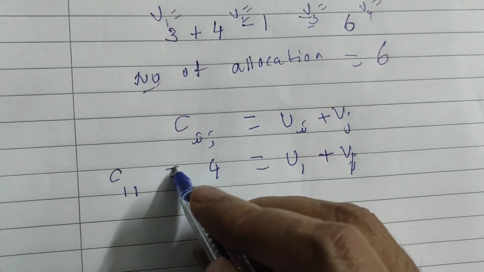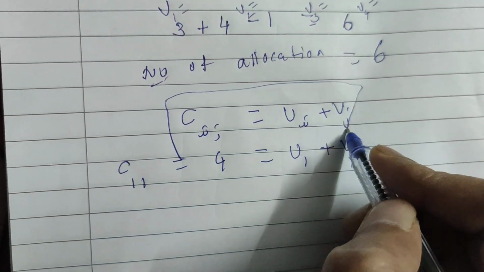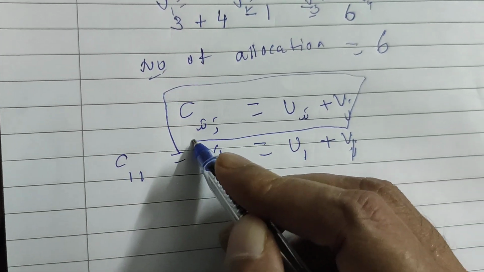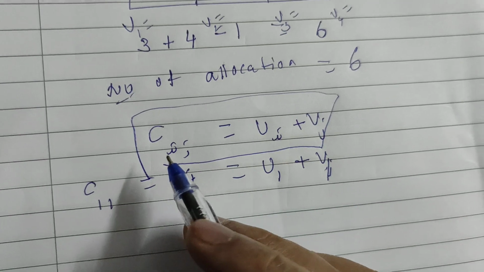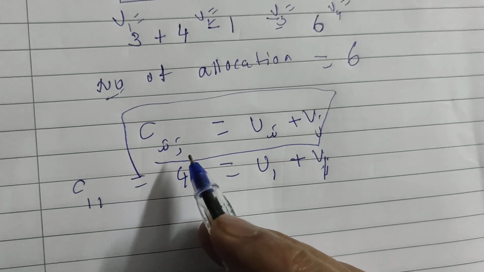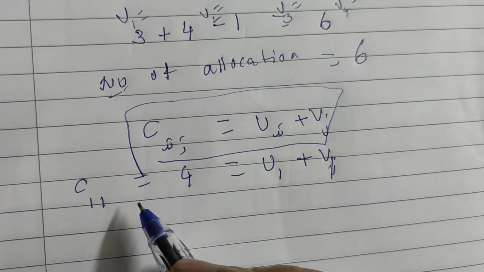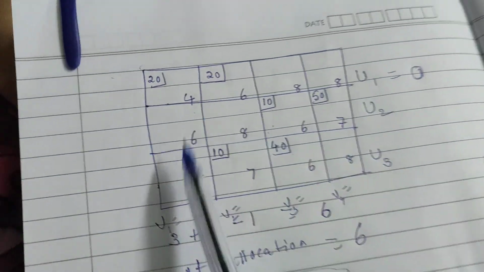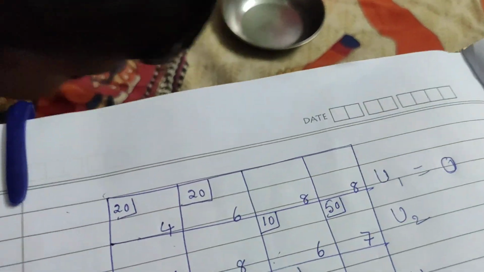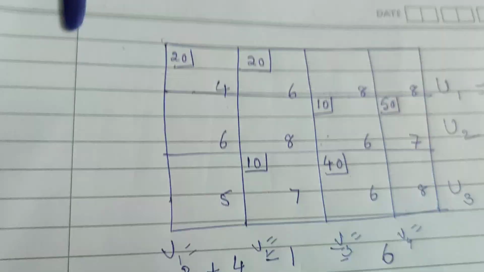My formula is Cij is equal to Ui plus Vj. I mean i is row, j is column. So C11 is first row, first column. The allocation cost is the 4.